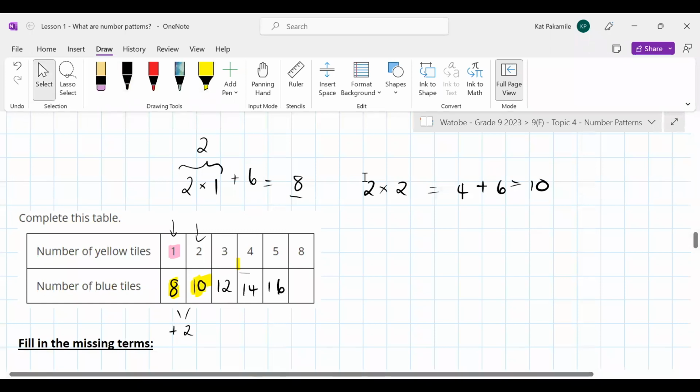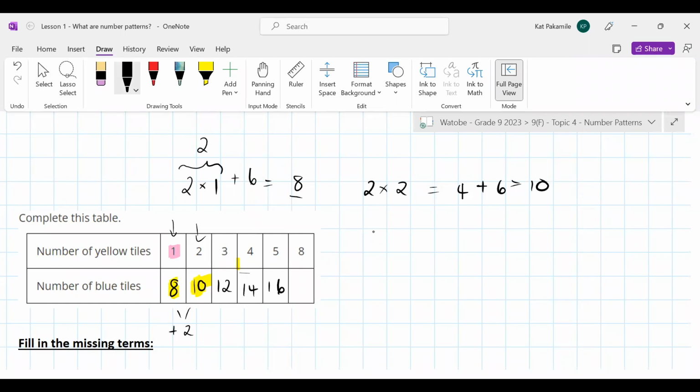Also, does that mean that is then the term to term rule? Yes, it is. So, ma'am, let's do it with 8. How would you do 8? Tell me what to write. 2 times 8, which is how much? 16, ma'am. And then we still have to add the same thing. 6, ma'am. Yes, plus 6. So if there are 8 yellow tiles, how many blue tiles will we have? 22. Beautiful.